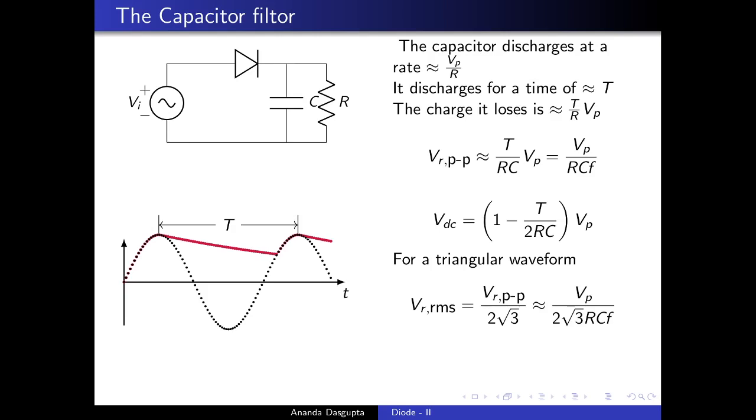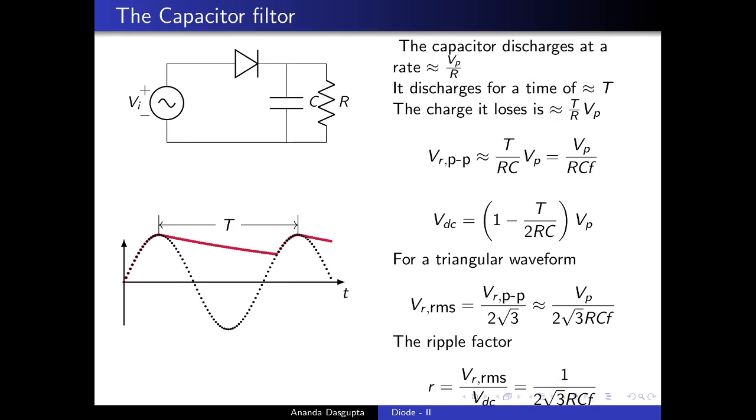And of course, given the value of VR peak to peak that we calculated a while ago, this turns out to be the peak voltage divided by 2 root 3 times RCF. You have to divide this by VDC to get the ripple factor. At the approximation level at which we are working, you can easily approximate VDC simply by Vp. And when you do that, the RMS voltage by the DC voltage, which is the ripple factor, works out to be 1 by 2 root 3 RCF.